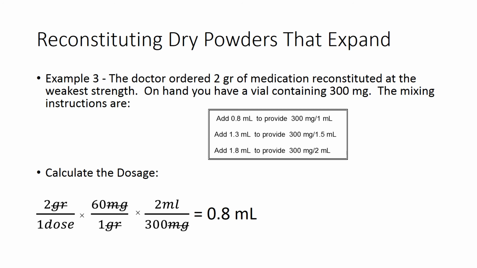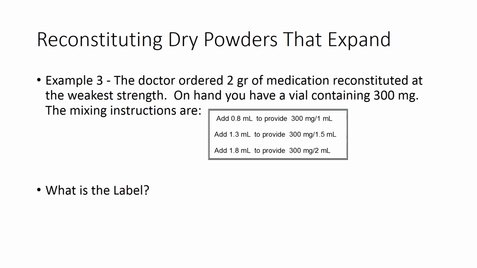So our add was 1.8 mL. Our dosage was 0.8 mL. So what do we put on the label? Just what we said. The label is going to be 2 grains for 0.8 milliliters.